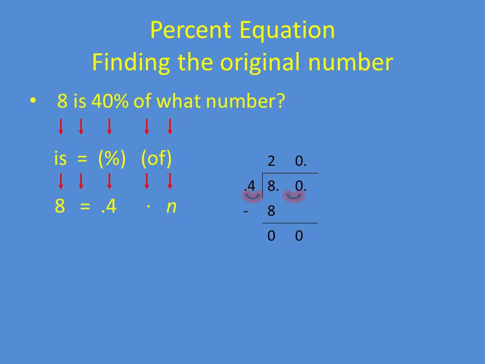So this makes it a 4 into 80. Well, it goes in 20 times. So my decimal is at the very end of my problem because I want to move it up after I move it with my decimal that I'm dividing by. I get that n equals 20. So 8 is 40% of 20. We've done about 4 problems so far, so let's try some application word problems.